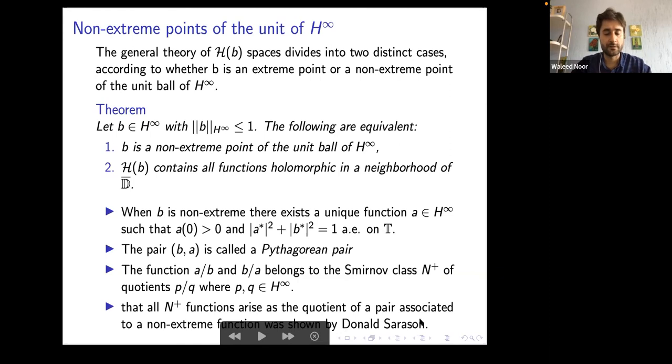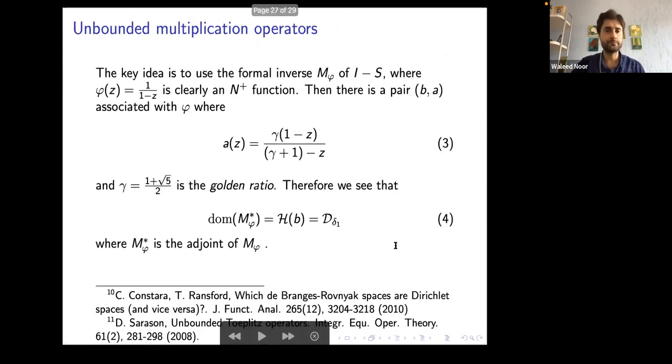Donald Sarason, unfortunately, died several years ago. He proved that, in fact, all Smirnov class functions arise as the quotients of a pair associated to a non-extreme function. So this he proved quite recently. So why did I introduce all of this?